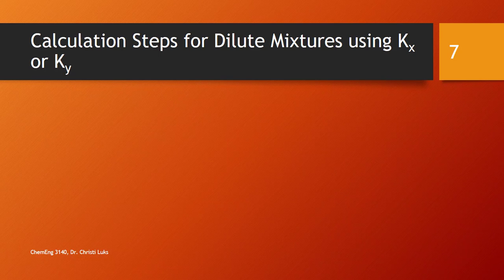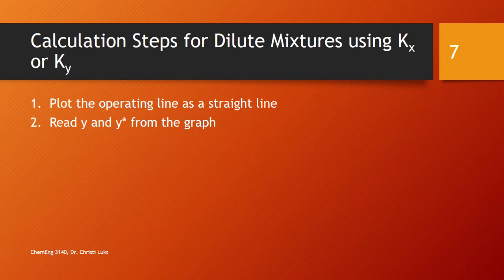Now if you have overall transfer coefficients, this actually becomes easier because you still start with finding your equilibrium data, and on the same graph plot the operating line as a straight line. But next all you do is you read y and y star from the graph. So they're just going to be straight up and down from each other. For a particular y, you look right below it, that's y star. If you're working with x's, you're going to read the value of x and go straight across the same value of y, that's going to be x star.